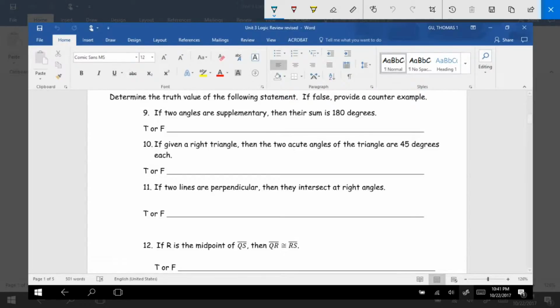So let's look at number 9. If two angles are supplementary, then their sum is 180 degrees. Well, the definition of supplementary is two angles add up to 180 degrees, so this one is true.